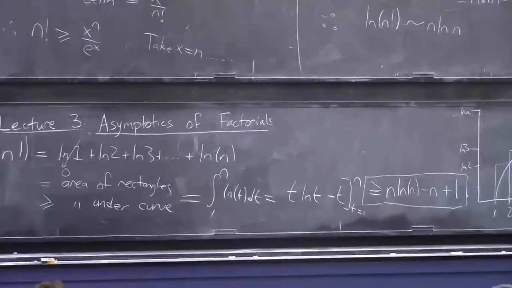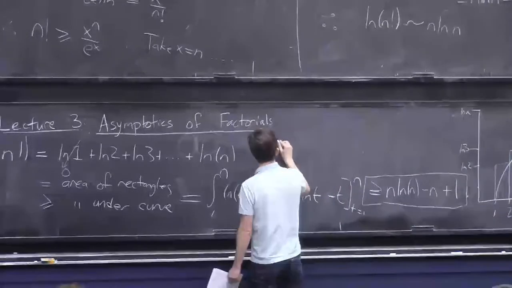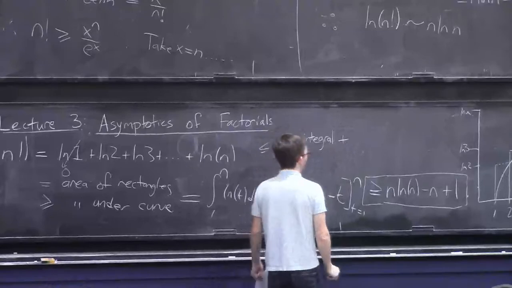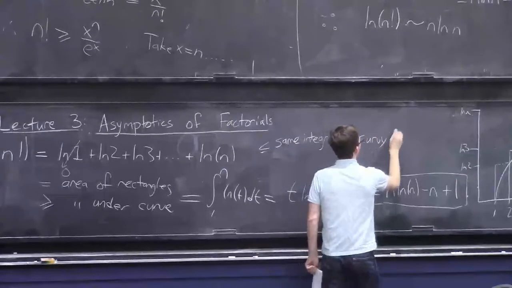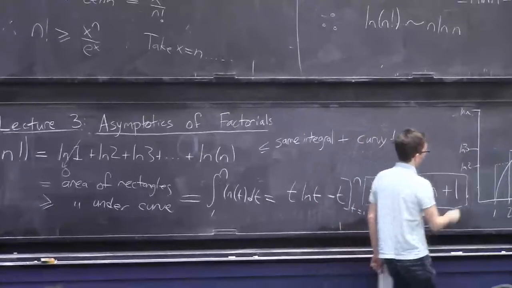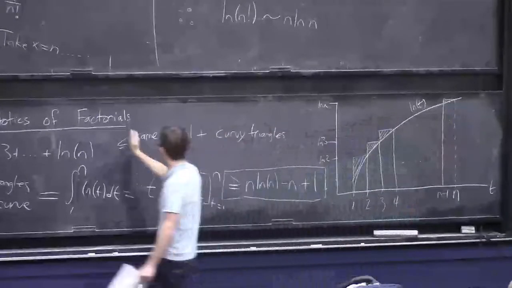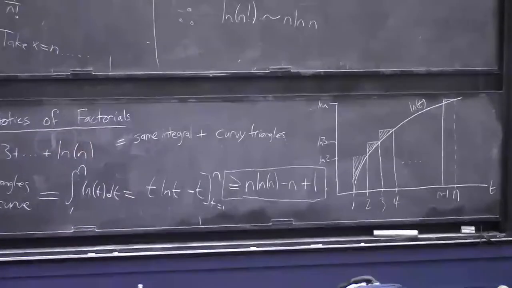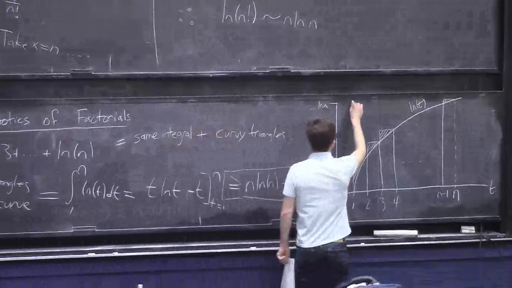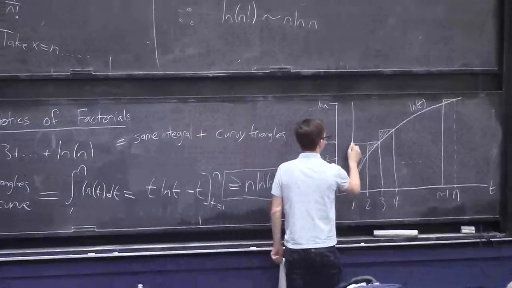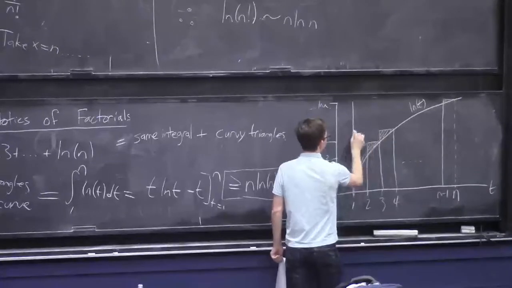Good. Now, what about the upper bound? So, for the upper bound, what I want to say is, this is at most the same integral, which gave us the lower bound, plus the area of the curvy triangles. Okay, so plus this area. Actually, it's equal. So now I would like to evaluate the area of these curvy triangles. And how am I going to do that? I'm going to do that by putting a wall here and lining them all up against the wall. So I'm going to push all these curvy triangles over. So this one pushes over to here. The point is this does not change the area. It just moves it around.